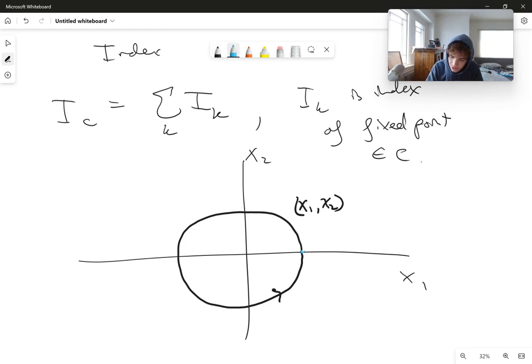Then the index of this solution curve, notice that if it's actually a trajectory in phase space, then all of the flow vectors have to be tangent to the curve.